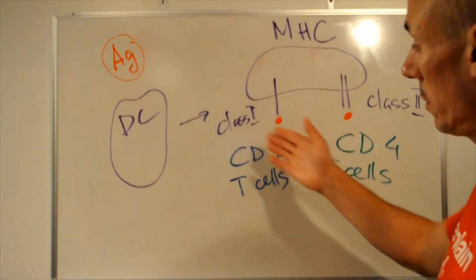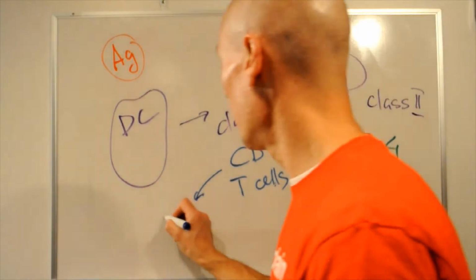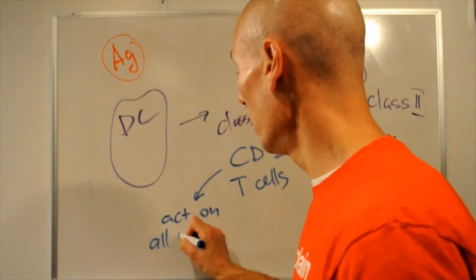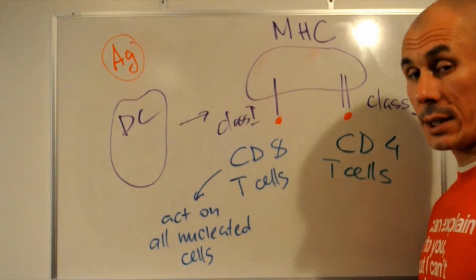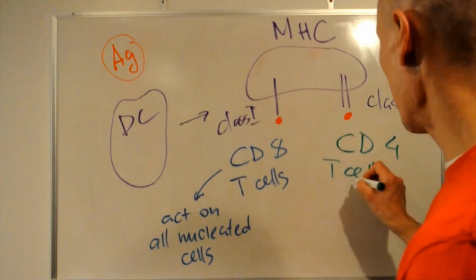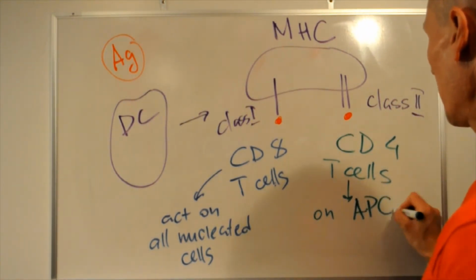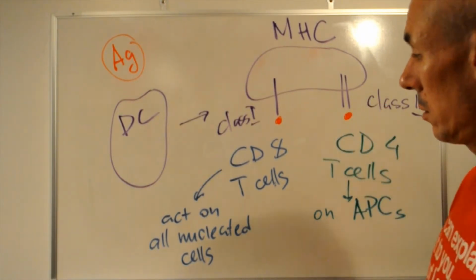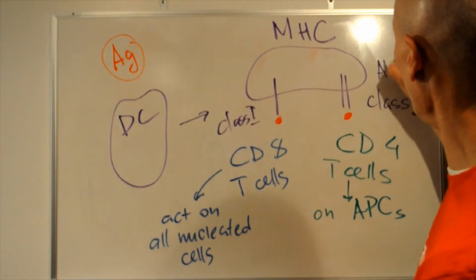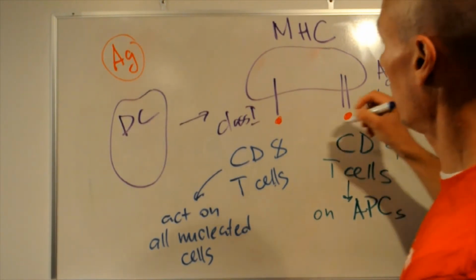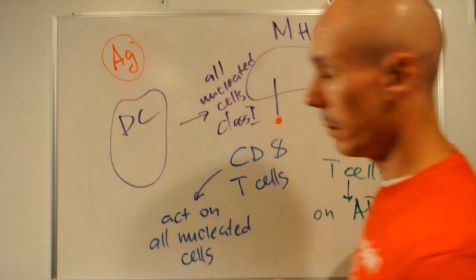the effector cells that are derived from those, the cytotoxic lymphocytes, can then act on all nucleated cells, while CD4 cells will interact only with antigen presenting cells, because this molecule is present only on antigen presenting cells. So APCs only, all nucleated cells.